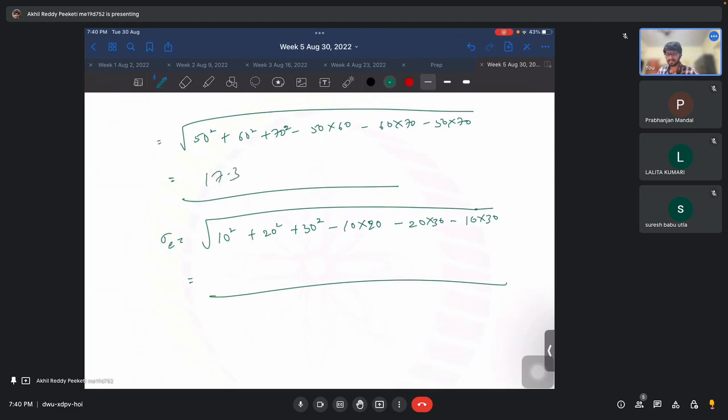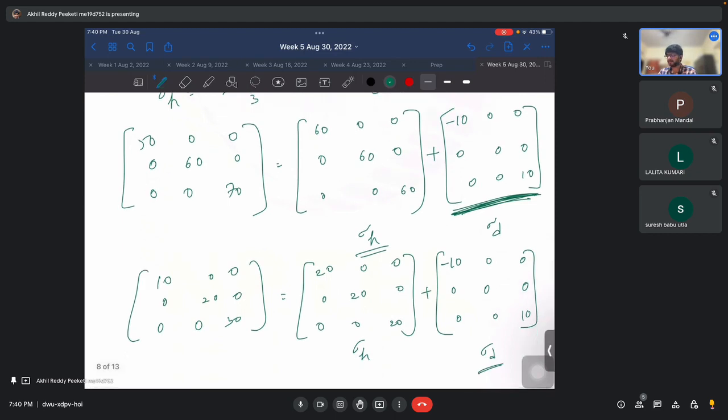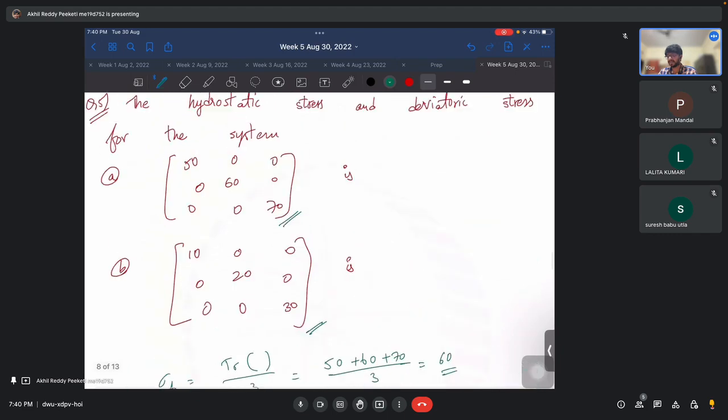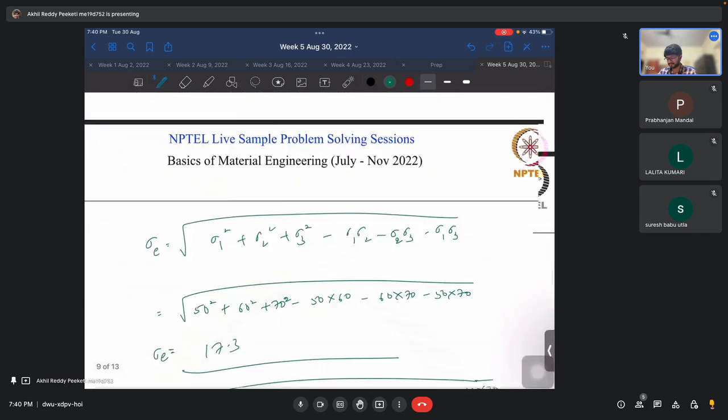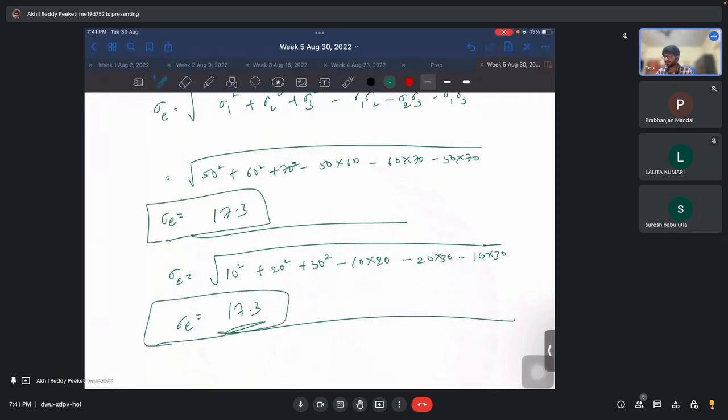So this would be 17.3. And then similarly, if you look at 10, 20, 30, 17.3. So you see, even though the stresses are different, in both these cases the von Mises stress, or the distortion effective stress, is the same. So both are equally possible to fail. That's because the deviatoric components are the same. Okay, is this clear? Because the effective stresses are the same, both are equally possible to fail. There is no difference between these two systems with respect to failure.